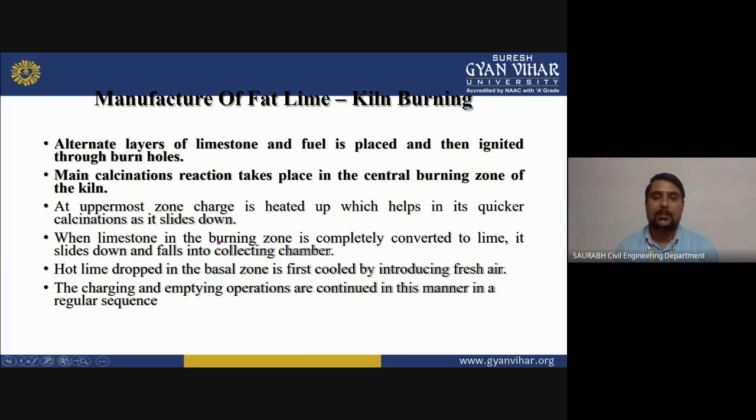Now we will see the manufacturing of fat lime by kiln burning. Alternate layers of limestone and fuel are placed, then ignited through the burn hole. The main calcination reaction takes place in the central burning zone of a kiln. At the uppermost zone, the charge is heated up, which helps in quick calcination as it slides down.